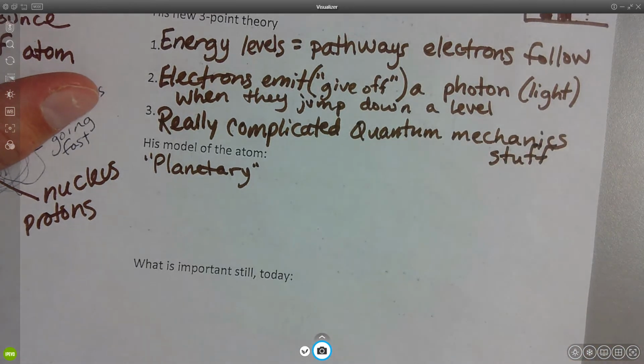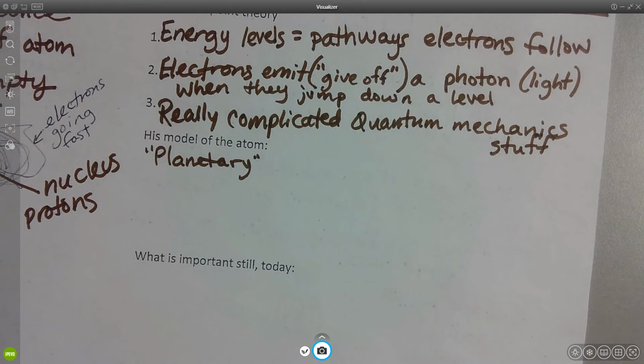But I just want you to know that the simplified version of what he said is way enough for us to learn here in this class, but that he had lots more to his theory. Okay?